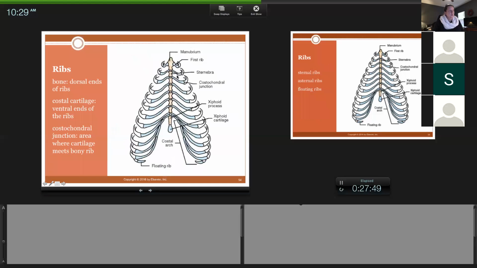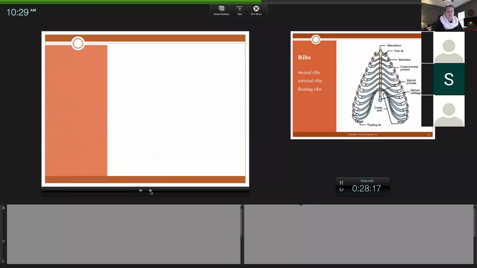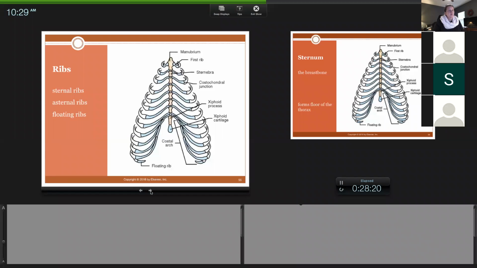I've told you the dorsal end of the ribs, up at the top, is bone, and at the bottom it's cartilage. The connection is called the costochondral junction. So that's where bone and cartilage meet. Remember, cartilage is strong, but it allows for some stretching. That's how the chest can expand and contract during breathing. If this was all bone, you wouldn't be able to expand the chest.